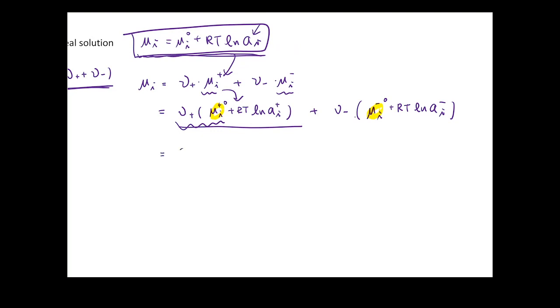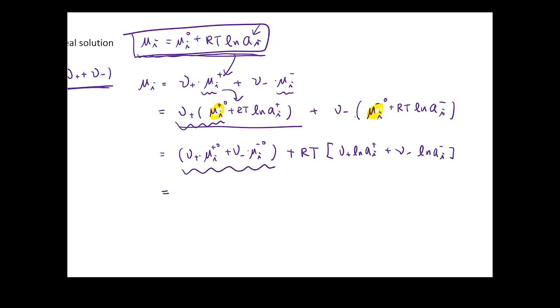Then you put these terms together, and the RT natural log terms together. Eventually what you get is mu plus times mu_i plus naught plus mu minus times mu_i minus naught, plus RT times mu plus natural log a_i plus plus mu minus natural log a_i minus. In the end, we write the first whole term as mu_i plus-minus naught, which represents the mean of the two effects.